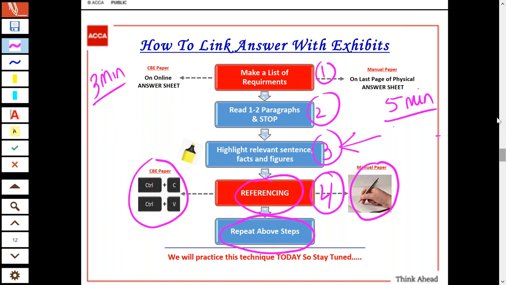Your referencing will not be on the last page. On the last page, you will have a list of requirements. And the referencing you will be doing on the question paper. Whenever you are reading the exhibit, you will write the question number on the exhibit. That is where the referencing will be, on your question paper.